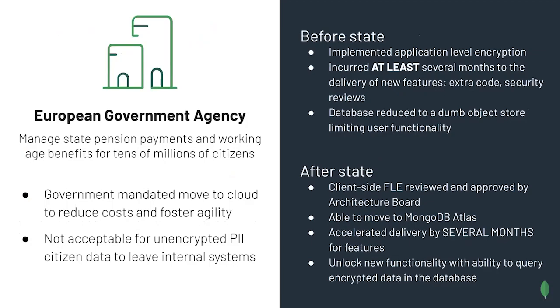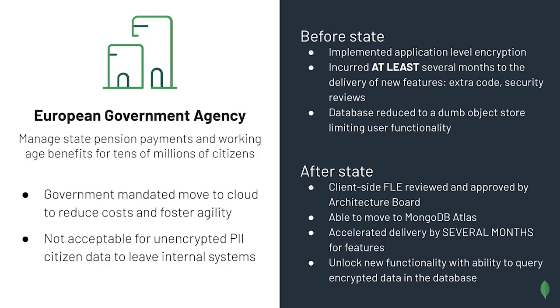Second example comes from somewhere a little bit closer to home for me, and that's a European government agency. What this agency does is manage state pension payments and working age benefits for tens of millions of citizens in the country. They were facing a bit of a challenge because the government had mandated their move to the cloud to reduce costs and improve agility. But at the same time, they had a completely understandable policy that no unencrypted PII citizen data could ever leave their internal systems.